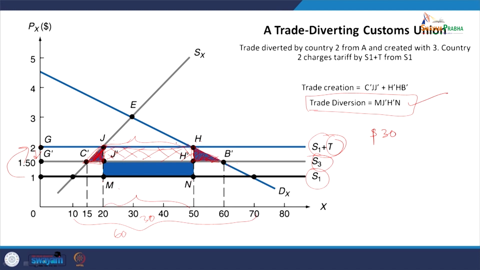Let us calculate it. How much is the net trade diversion? Total trade diversion is M, J, H and N. You might be expecting a numeric question on it. We will give two equations, simply one demand equation and one supply equation. From there you are supposed to plot it in a diagram, and we will also give certain benchmark tariff rates. You are supposed to find out the trade diversion area and the trade creation area.